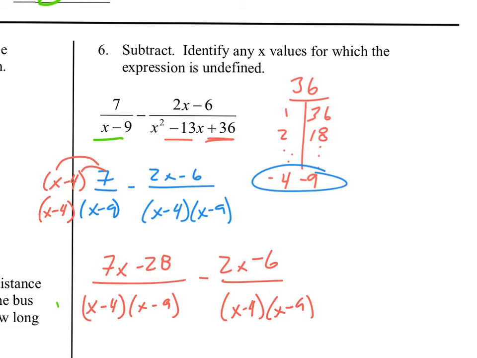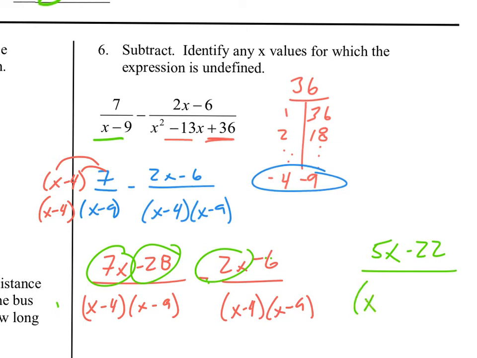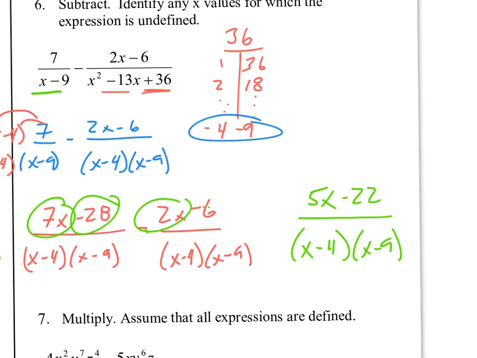So now whenever we go to subtract them, the only tricky thing here is going to be that negative sign, because we're not just saying minus 2x, we're saying minus 2x and minus negative 6. So whenever we combine our numbers, we've got a 7x minus 2x, which means I'm going to have a 5x. And then we've got a negative 28 minus negative 6. Minus minus makes a positive, so negative 28 plus 6 is going to give me negative 22. And then I have my denominators x minus 4, x minus 9. So there's my answer. They're all subtracted now.